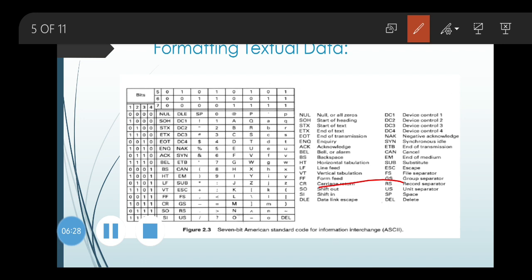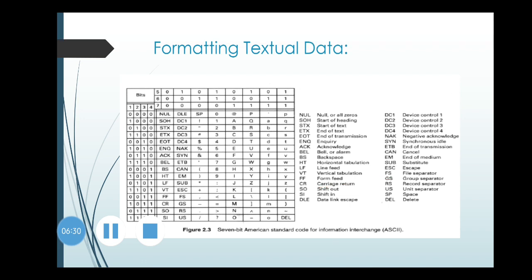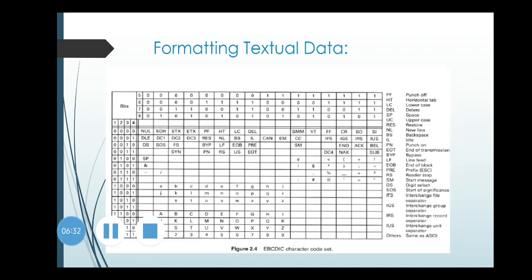Let us also look at the next block, which is your EBCDIC kind of character coding, and how it can be done for your different alphanumeric symbols. As I already told, it is an 8-bit character code representation which is used by IBM, which is majorly used in your communication networking.